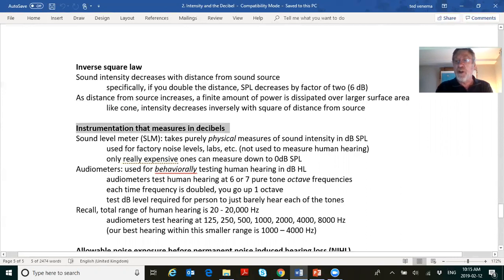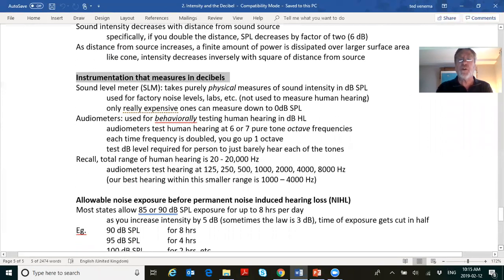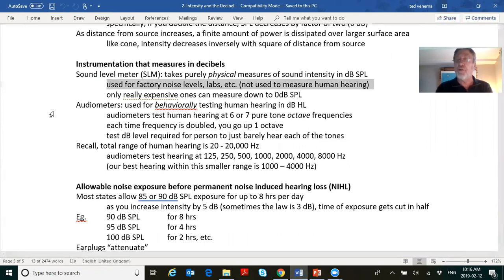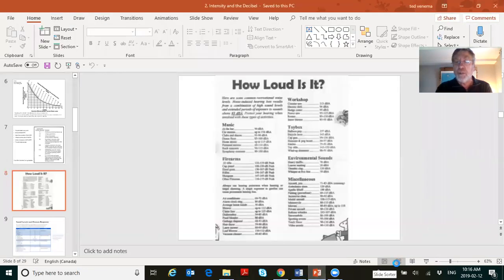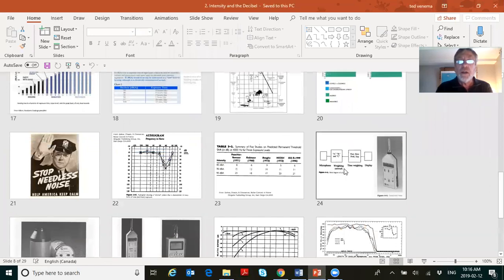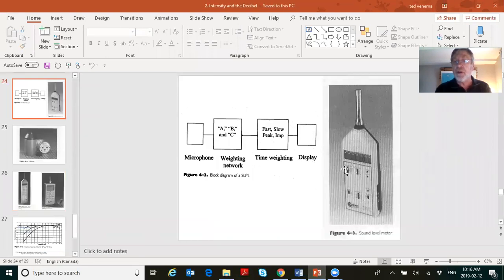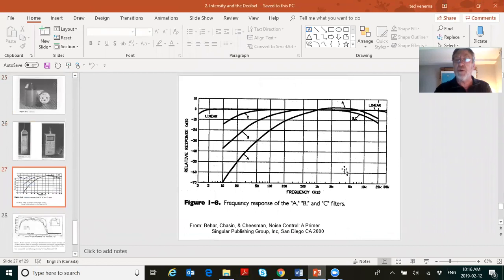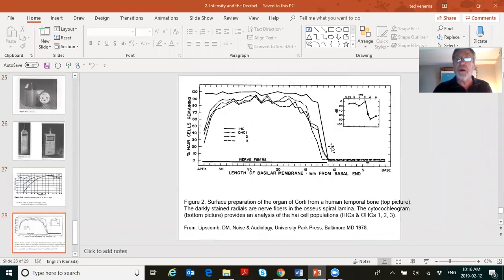Instrumentation that measures in decibels. Well, sound level meters are what people use in factories to tell if the noise is going to cause hearing loss. We don't do it in our field, but I'll show you a picture of one. Sound level meters kind of look like this. There's a sound level meter. That's what they look like. We don't mess around with them. This is that dBA stuff, but don't worry about it.